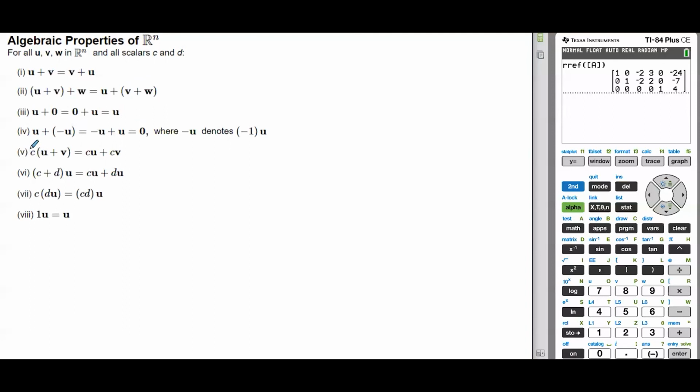When you multiply a scalar times the sum of 2 vectors, you can distribute that scalar. It's this distributive property. It also works if you're adding 2 scalars and multiplying that times a vector. You can distribute that vector to each scalar. And if you've got 2 scalars, it doesn't matter what order you multiply those in. You can multiply one scalar times a vector and then the other, or you can multiply the scalars together and then multiply times a vector. And if you multiply a vector times the scalar 1, you get the same vector. That's called the multiplicative identity, right? It doesn't change.